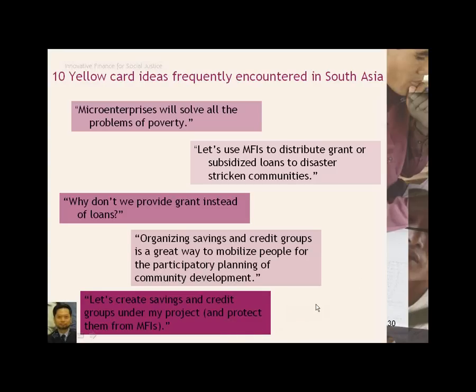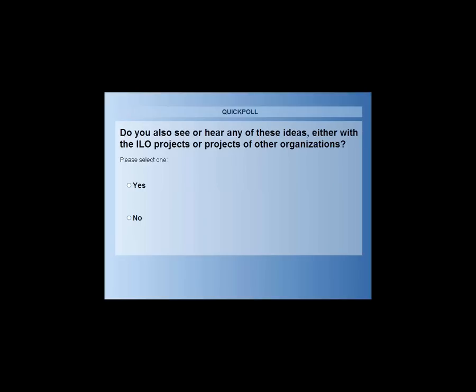Okay, now the polling time. I have a question for you. Do you also see or hear any of these ideas, either with the ILO projects or projects of other organizations? Please answer by yes or no. You have 10 seconds to answer. Let's begin. It should be closing in a few seconds.